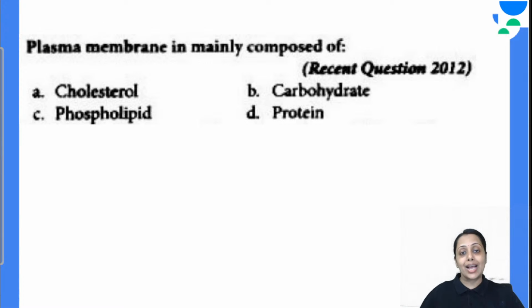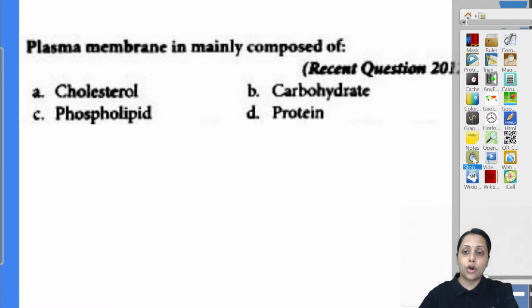Coming to the next question: the plasma membrane is mainly composed of cholesterol, carbohydrate, phospholipid or protein.